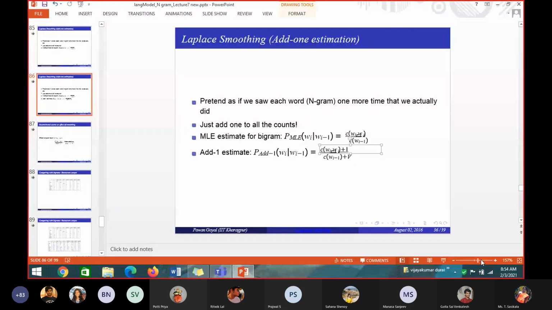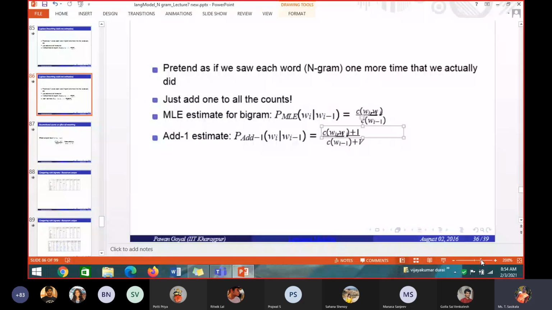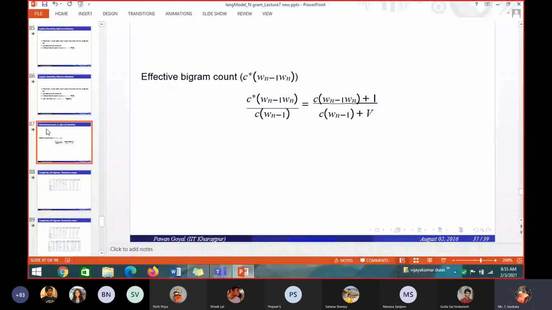Now here Wi minus 1 is there. Okay, C of Wi minus 1 comma Wi plus 1, because add 1 estimate, divided by C of Wi minus 1 plus V. Okay, so the final formula, the effective bigram count, C star, you have to find out. C star of Wn minus 1 comma Wn divided by C of Wn minus 1, or i minus 1 you can write, or n minus 1 you can write. Here you have to write comma C of Wn minus 1, that is i minus 1 comma Wi, or Wn you can use.